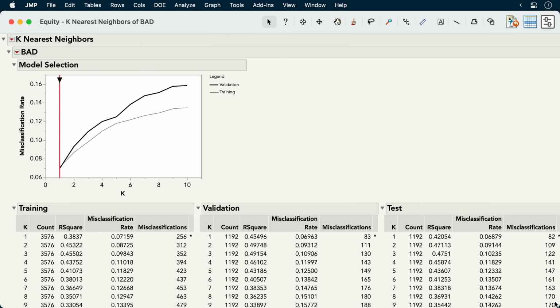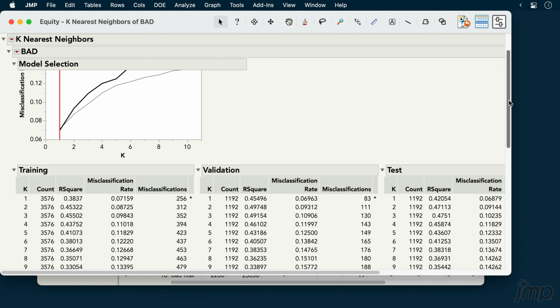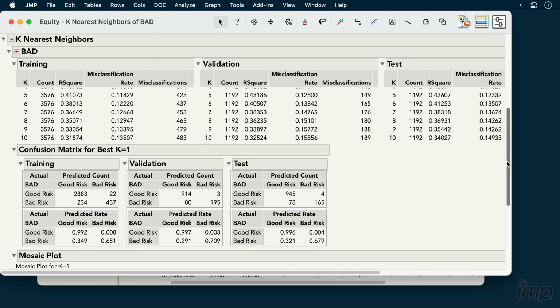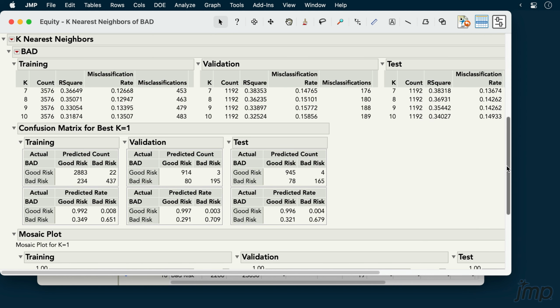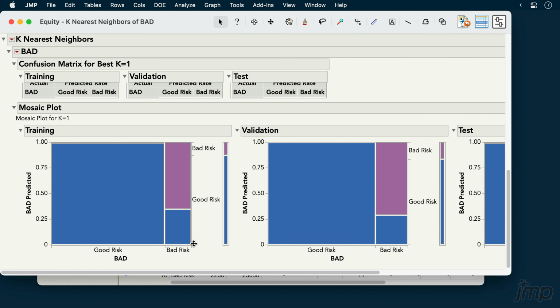When we click OK, JMP displays a graph and accompanying tables showing the misclassification rates across a range of values for k. We also are presented with confusion matrices for the best value of k, which was just 1 here. Below that, we have mosaic plots representing the values in the confusion matrices graphically.